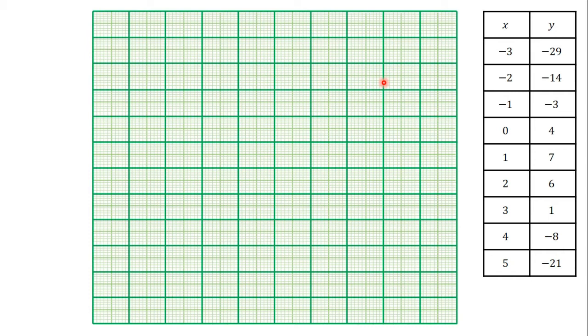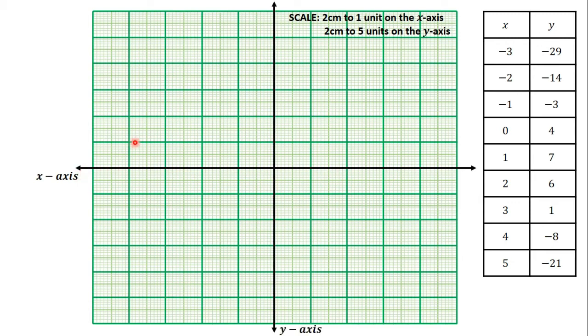Remember that because the question did not give us a specific scale, you can choose your own scale for the graph. I'm going to choose a scale of 2 centimeters to 1 unit on the x-axis and 2 centimeters to 5 units on the y-axis. With this scale and the set of values we are going to plot, I'll choose this horizontal grid line as the x-axis and this vertical grid line as the y-axis. They will intersect at this point, so here will be the origin.